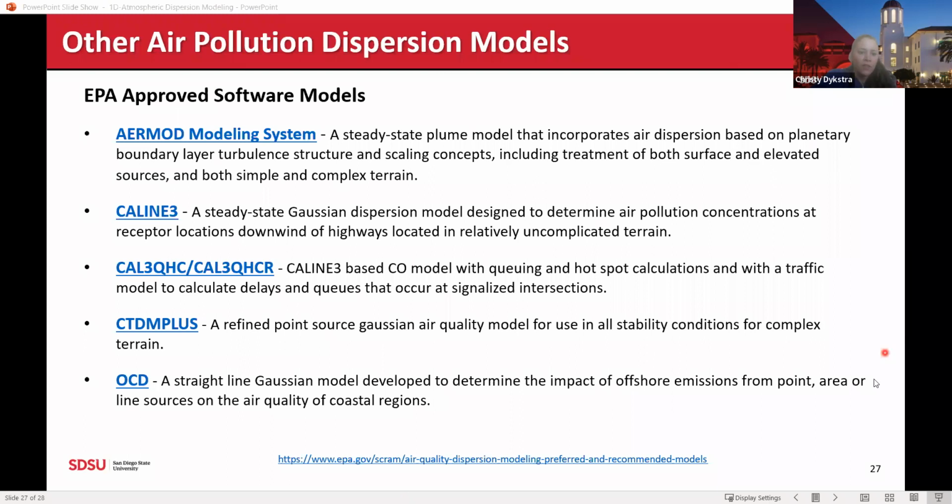All right, here's all of our different EPA approved software models. You can check these out if you're interested. Most of these, especially AERMOD, you can get and use for various different things. Won't be really useful for this project, but if you're working in this area in the future, you might want some access to some of these models.